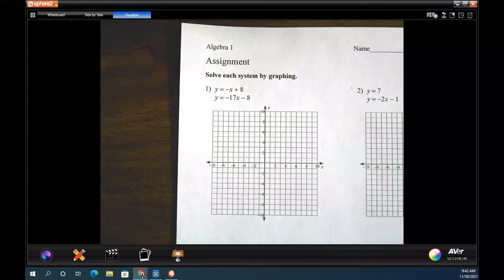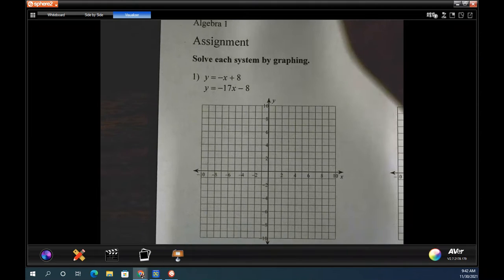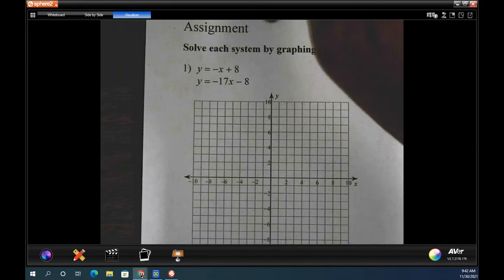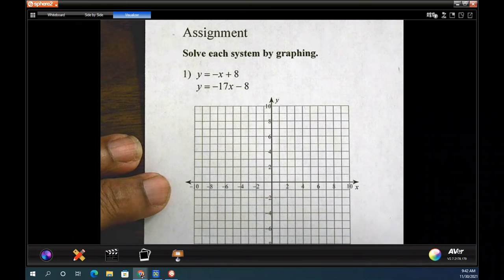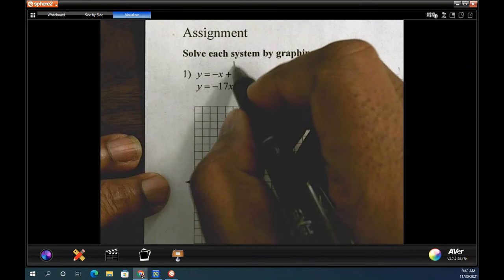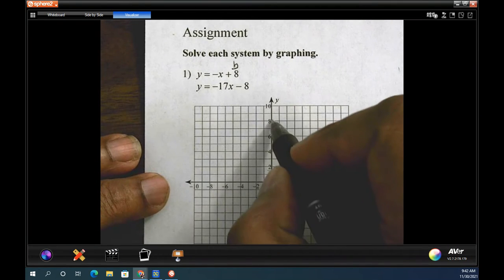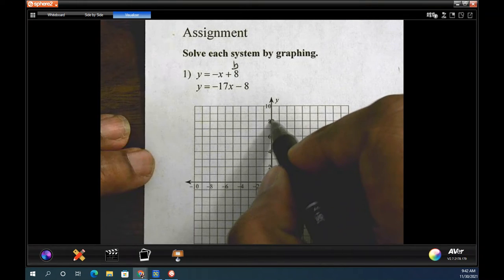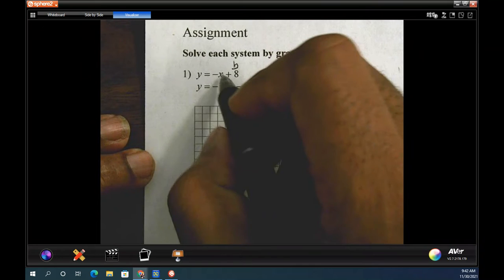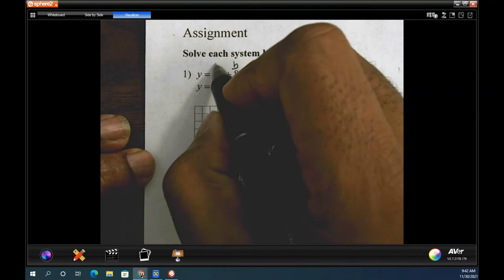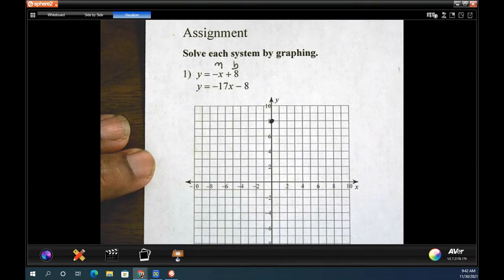Okay. Solve each system by graphing. Let's zoom in a little bit. Now, here's the thing. When you do it and get more math, there's your B. So you would go to 0, 8. Plot that point. Now, what's the slope here? What's the slope?